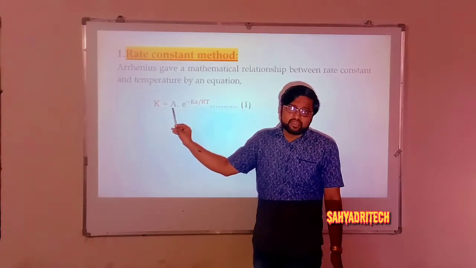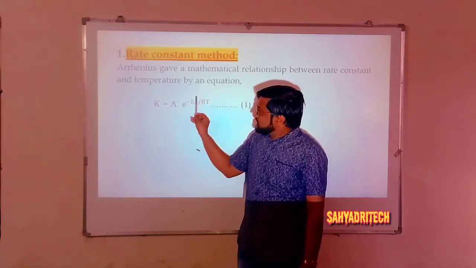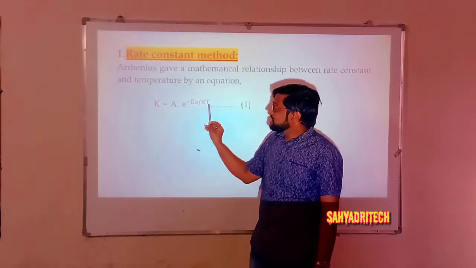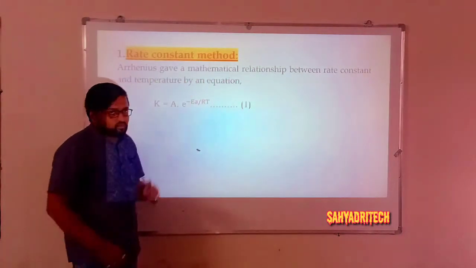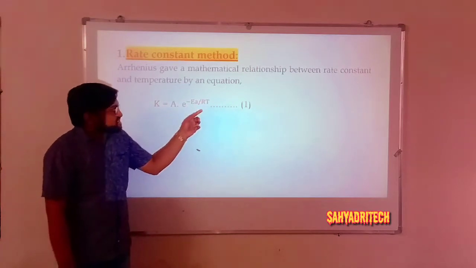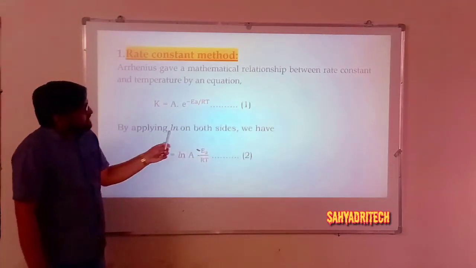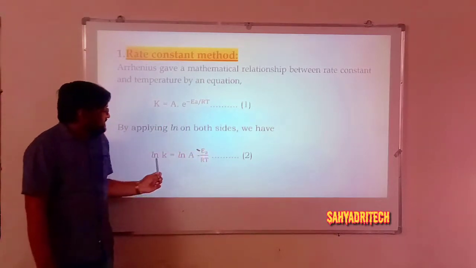What is A? Arrhenius factor, or I can say frequency factor. What is Ea? Activation energy. R, gas constant, and T, absolute temperature. So consider equation 1, that is K is equal to A into e raised to minus Ea by RT. Next, by applying ln on both sides, if you apply ln on this equation, what is that?